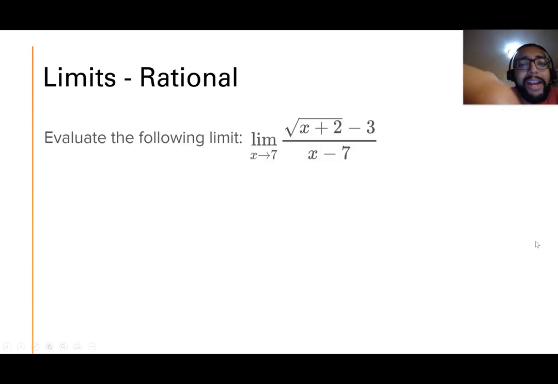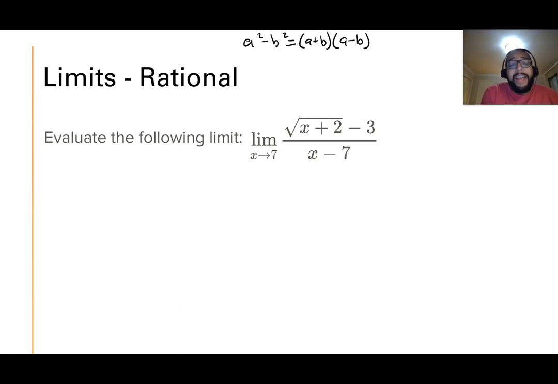So that fact I used last time, x squared minus b squared equals a plus b times a minus b, that's actually going to come in handy this time. So notice here I have the limit as x approaches 7 of the square root of x plus 2 minus 3 over x minus 7. With this here, it's not really intuitive of factoring. You can't really factor the top or the bottom.